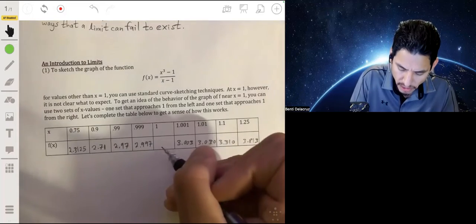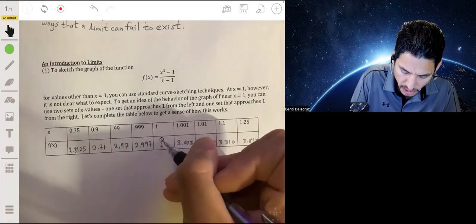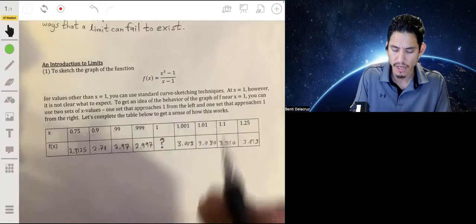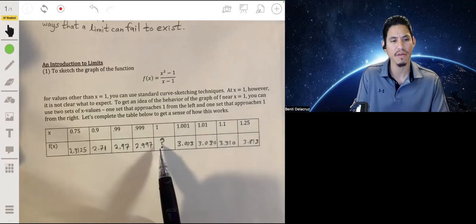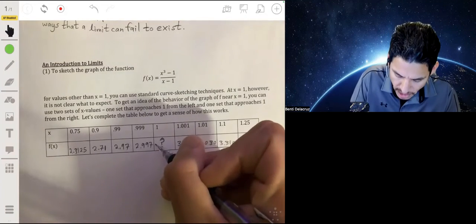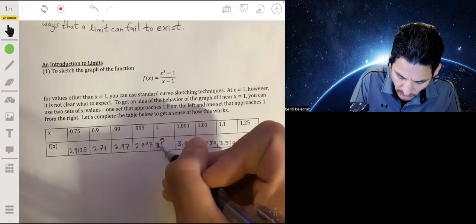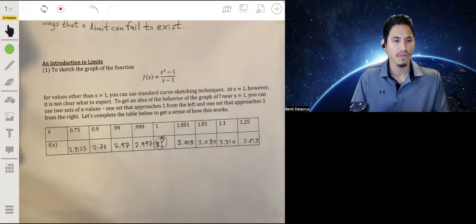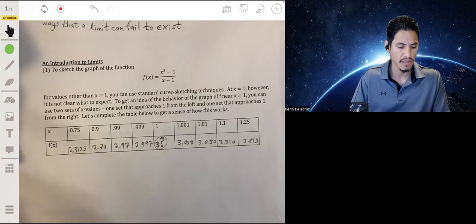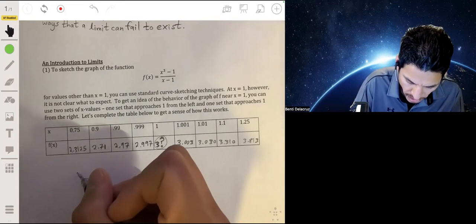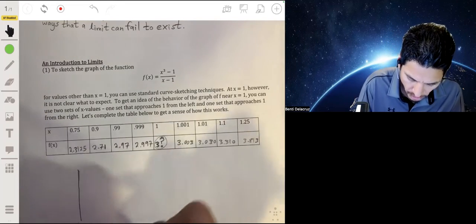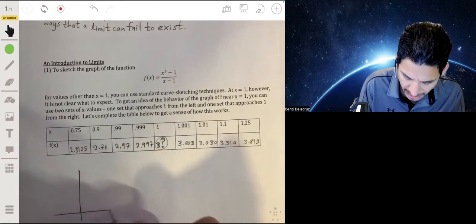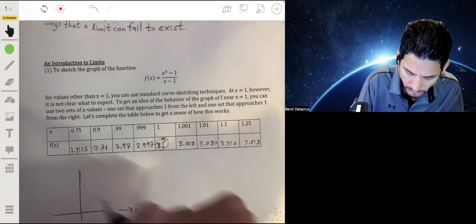Okay, so our question is, what's going on at 1? If you look at the values, maybe it's 3. Is it 3? Put a question mark. Well, I actually know what this graph looks like, and you'd be surprised that it's actually just a parabola.